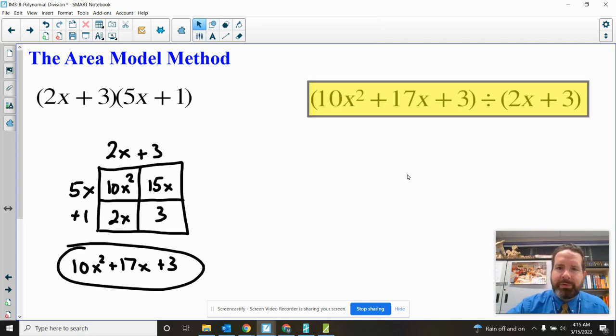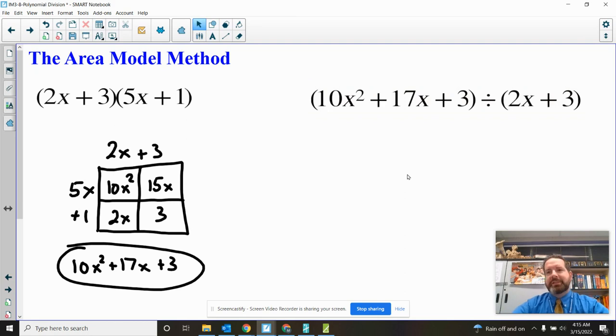Well, now, here is what we're going to be focusing on today, going in reverse. So starting with the division, we want to be able to get back to our end result. So if I take this product, which notice matches up nicely, and divide it by 2x plus 3, I should get the other factor. Namely, I need to end up with the 5x plus 1. Here's how your area model works. I'd like you to set up another grid.